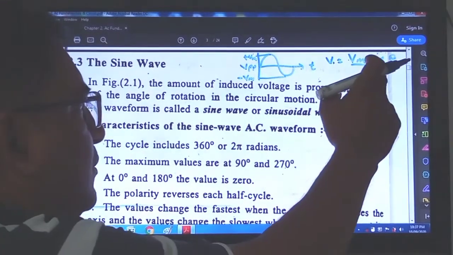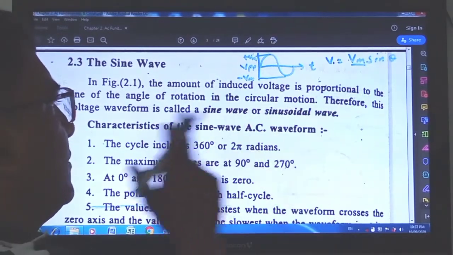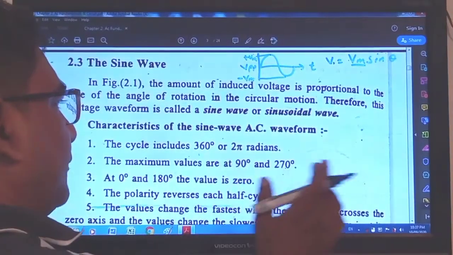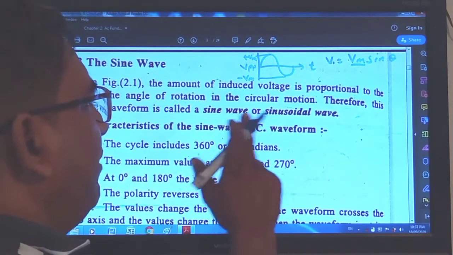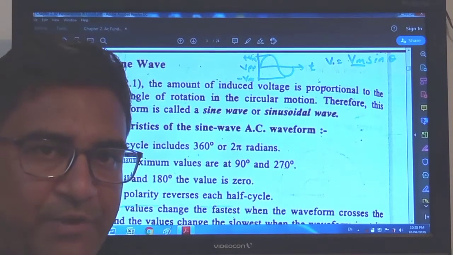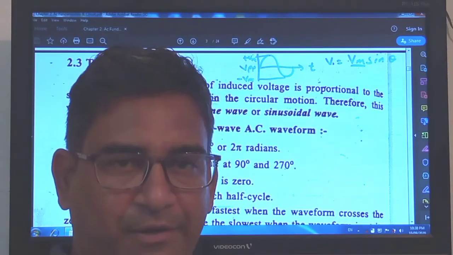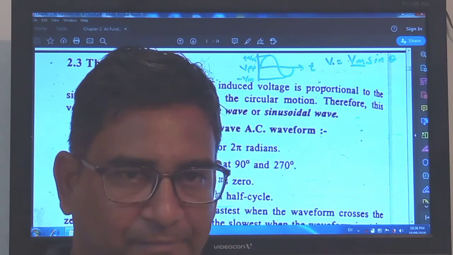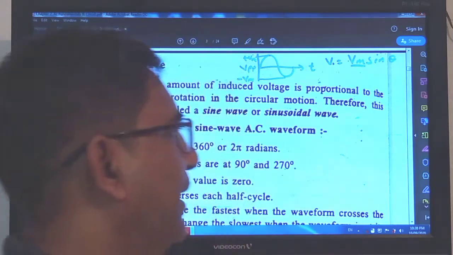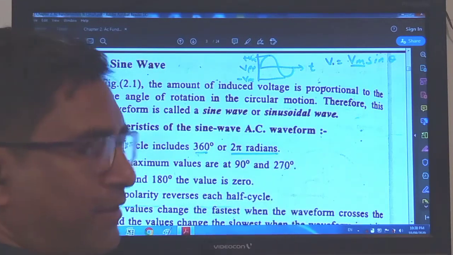Okay, now this sine wave, we have the different parts. The amount of the induced voltage is proportional to the sine of the angle of rotation in a circular motion. Since the voltage waveform is called a sine wave or a sinusoidal wave, the characteristics of the particular sine wave are indicated by the AC waveform. The cycle includes 90 degree, 270 degree, and it includes 360 degree. First, the cycle includes 360 degree, that is 2 pi radian.